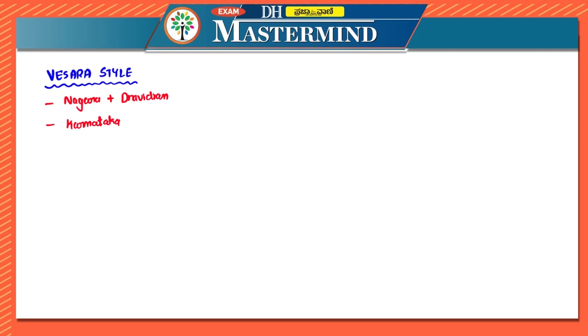Now, what are the unique features of Vesara style? So the temples which have walls and pillars, there was a lot of ornamentation of walls of temples and also the pillars of the temples. Also, the towers which Dravidian style had also had a lot of ornamentation.